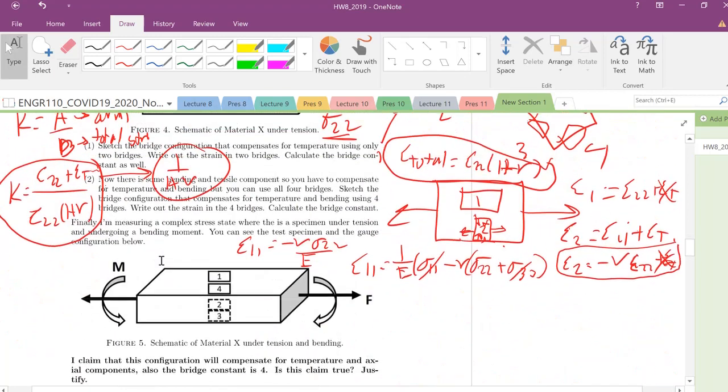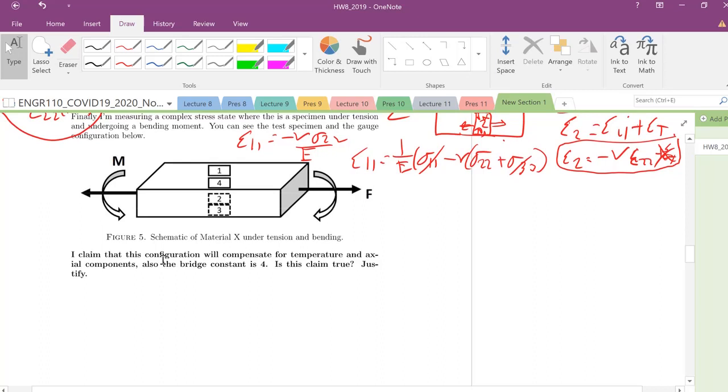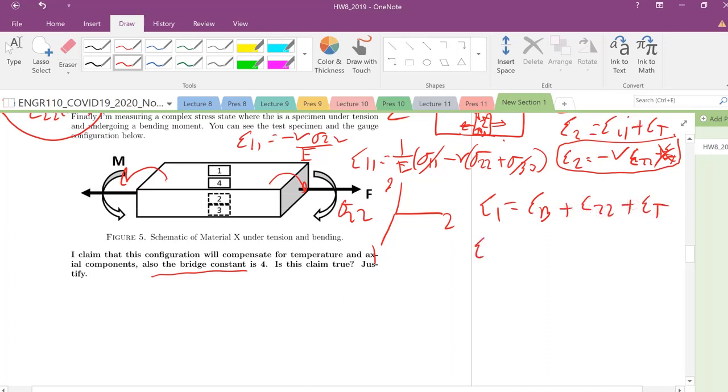Fantastic. Let's go down a little bit further and look at a more complex stress state. So I want to figure out, this claims that the bridge constant is 4. Let's write out what is the strain in each of these. So we're being stressed again in this 1, 2, 3. So we have a stress in the 2 direction. So I want to figure out what is the strain in 1, 4, and then again, we're bending like this way. We're stretching that one. So in the 1, we have positive bending because we're on top, and we also have strain in the 2 direction. And what else do we have? Always temperature. 4 is going to be the exact same, right?